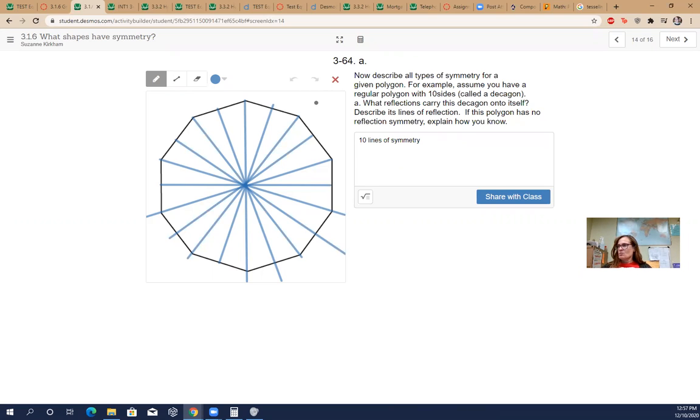Okay, so with a regular decagon, that means all the sides are the same length. You can fold it in half at all of the corners, and you can fold it in half also on all of the sides. So that gives us 10 lines of symmetry. Okay.